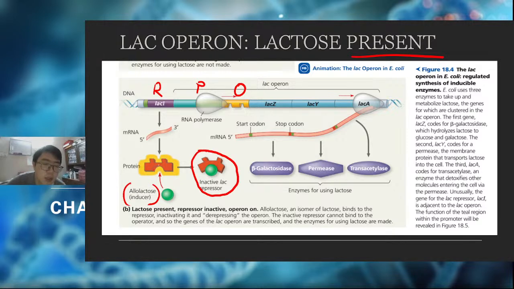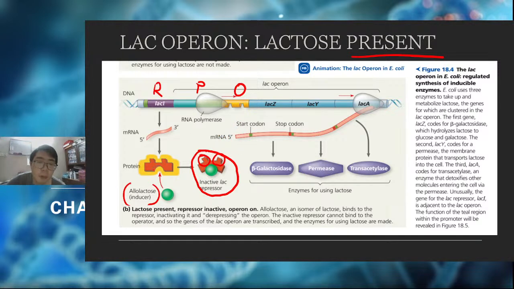Dia sepatutnya yang macam ni. Sekarang lactose bind, dia sudah jadi bengkok lah. It already changed the shape. Shape is altered, so it cannot bind toward the operator already. Because the binding site already changed. So dia sudah tak boleh fit to the binding site of the operator, so dia tak boleh bind toward the operator lah.